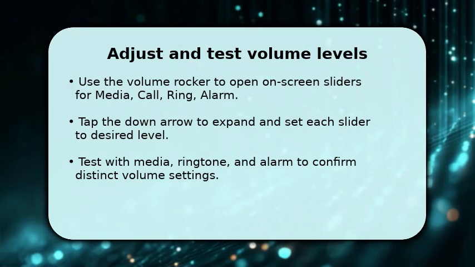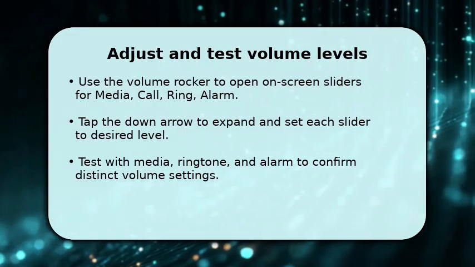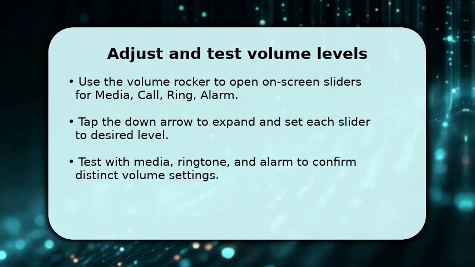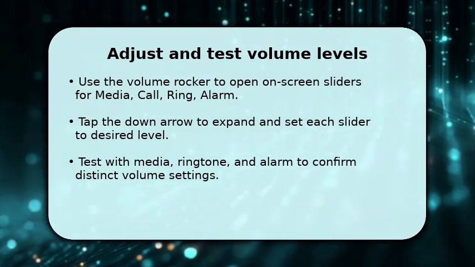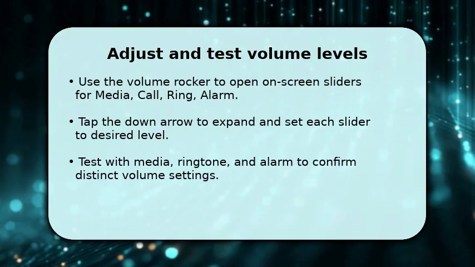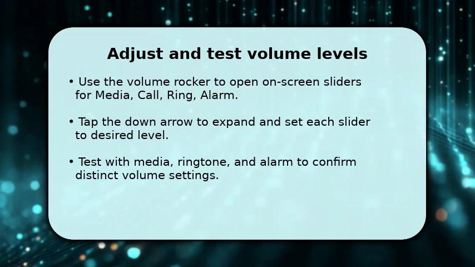You now use the physical volume rocker to bring up the on-screen sliders. This shows media, call, ring, and alarm volumes separately. Tap the small down arrow to expand the panel and drag each slider to the level you want. Doing this ensures one slider change won't unintentionally lower other sounds.